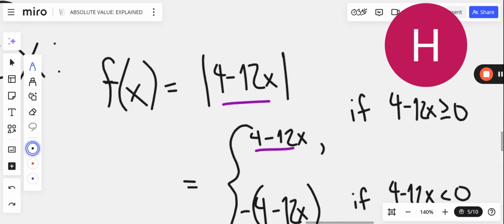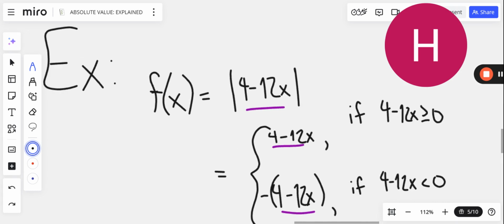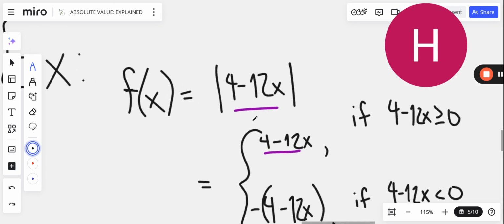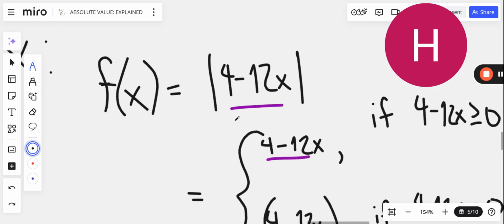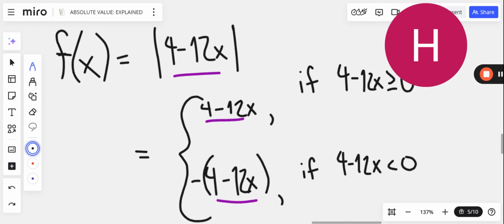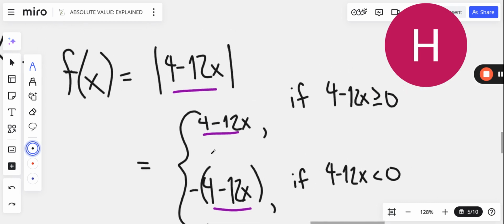Here's f of x equals the absolute value of 4 minus 12x. Take a moment, write this function down. I want you to try to think about what's inside of the absolute value. What is that equation, 4 minus 12x? It's the equation of a line. It's a line with a negative slope, so we know it's going to be facing downwards. And I'm going to show you a graph in addition to writing the function out like I have right here. But first I want to focus on writing the piecewise function.